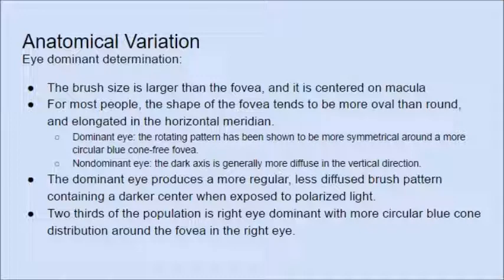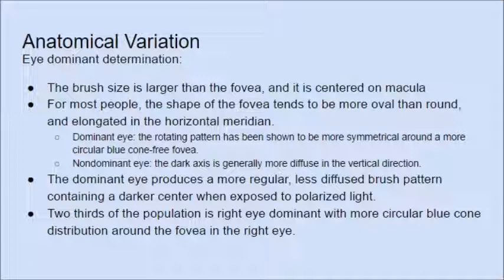whereas in the other eye, the dark axis is generally more diffuse in the vertical direction. These differences of blue cone distribution among the eyes may be the source of the appearance of the two patterns. The dominant eye produces a more regular, less diffused brush pattern containing a darker center when exposed to polarized light. This blue cone pattern is thought to enhance communication with the brain, establishing eye dominancy.